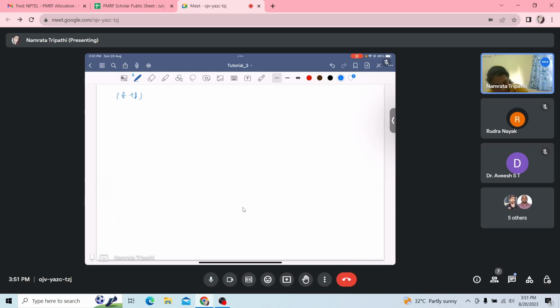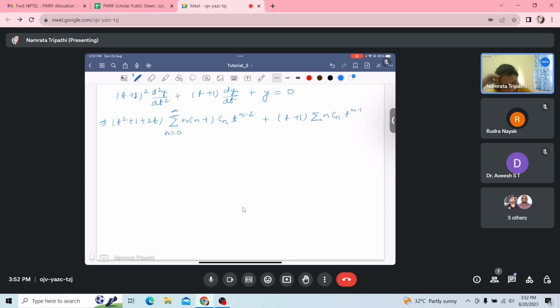t plus 1 whole square d2y by dt square plus t plus 1 dy by dt plus y is equals to 0. Again, we can calculate y derivative, y double derivative. I guess you can calculate. I can write the value of y double derivative in this equation directly. Is it fine? Are you getting this step?